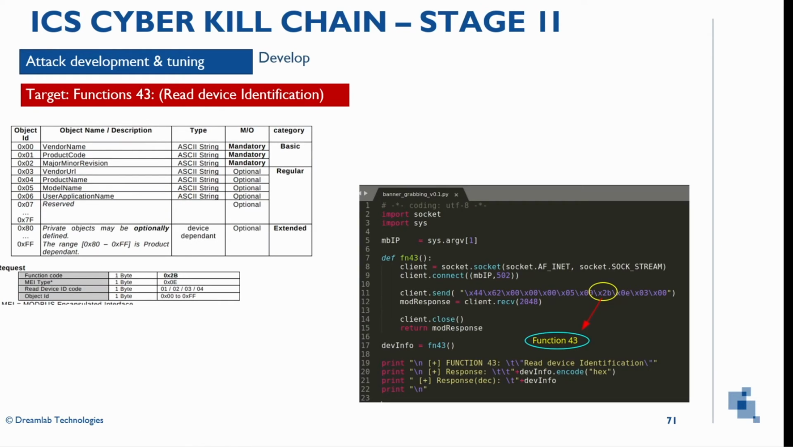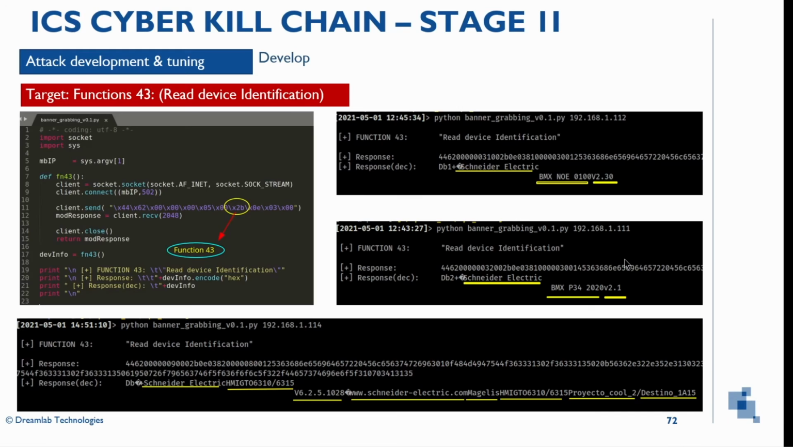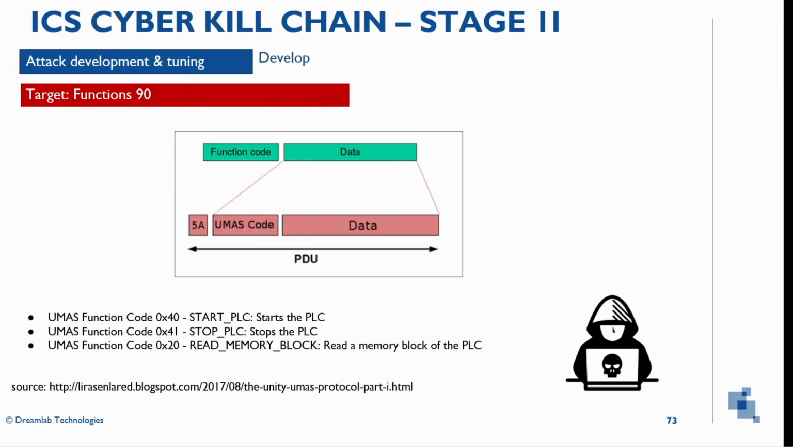What is that function 43? In summary, if this function is implemented, it will provide information about the device. Here are some first tests with the script using function 43, and we can see some information about the project. For example, in here. The other interesting function of Schneider Electric devices is 19.